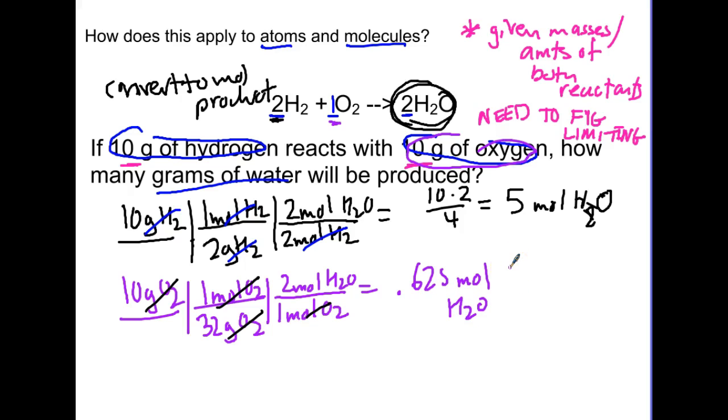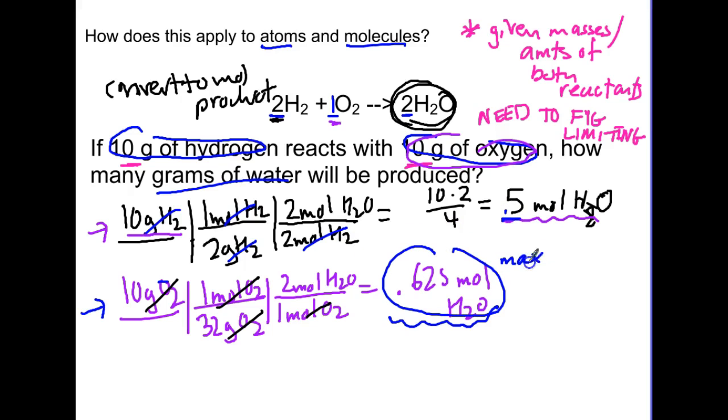Okay, so what does this information mean? Pause and think. This is saying, in the first equation, if all 10 grams of hydrogen react, I will make 5 moles of water. And down here in the second equation, if all 10 grams of oxygen react, I'll only make 0.625 moles of water. So this is like our bread and cheese analogy. In this case, all of the oxygen is going to get used up to make 0.625 moles of water. So I don't have any more oxygen to keep making up to 5 moles.